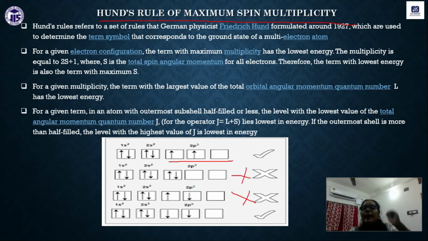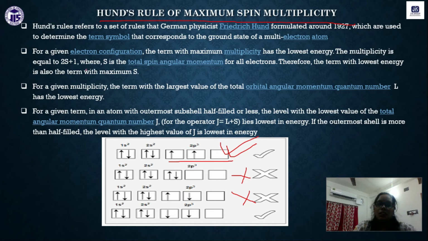Why? Because according to Hund's rule, if we have enough electrons to fill up the same energy levels, first of all we have to fill up those levels by single electrons. After filling the energy levels with single electrons, if we have extra electrons, only then will the electrons be paired up. Understand? So this is called maximum spin multiplicity.